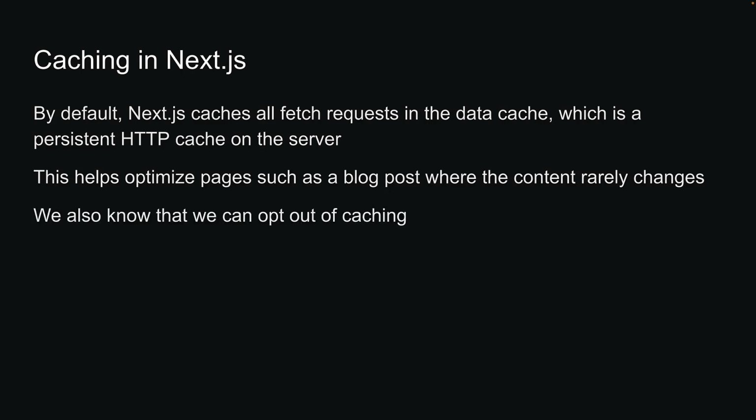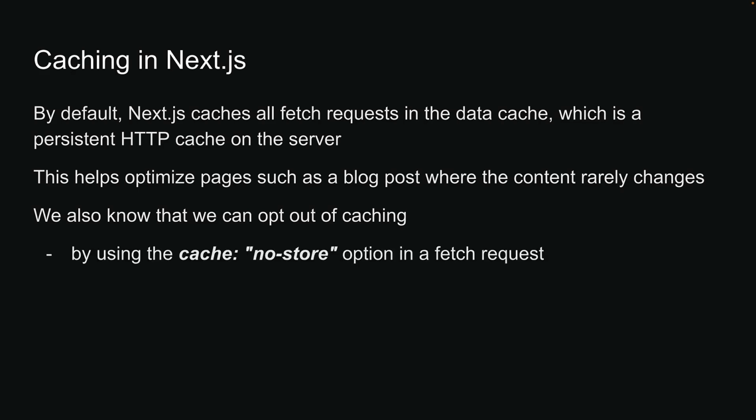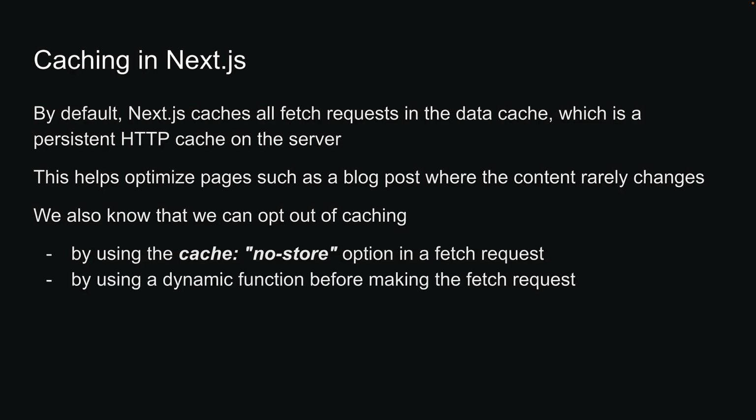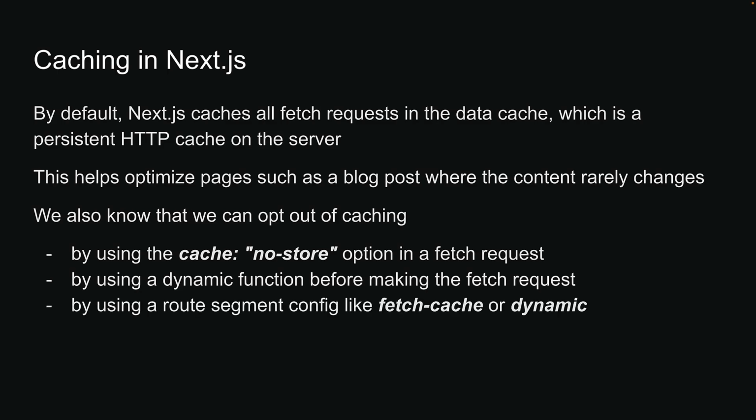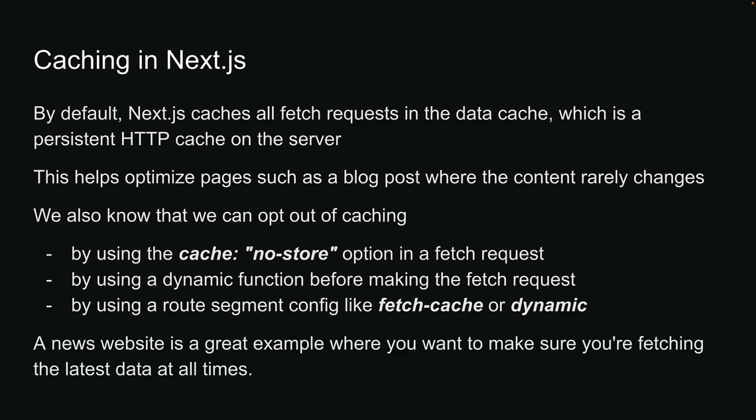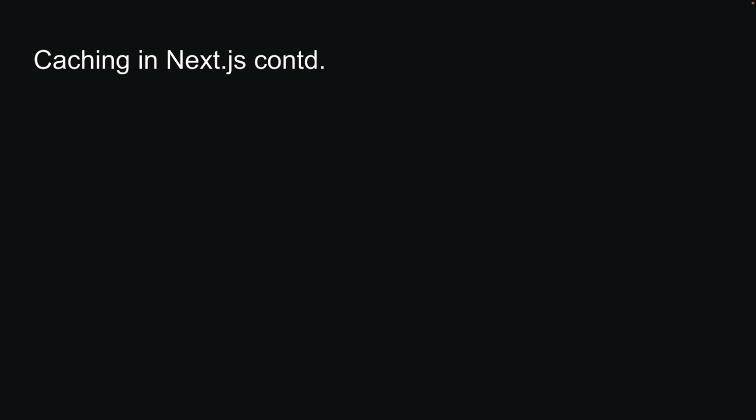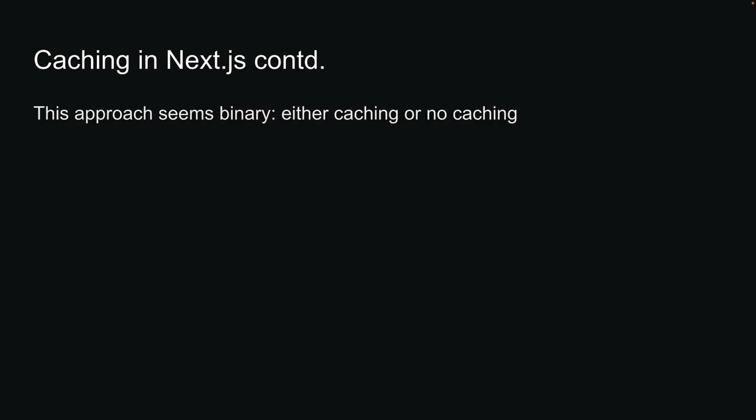We also know that we can opt out of caching by using the cache no store option in a fetch request, by using a dynamic function before making the fetch request, or by using a route segment config like fetch cache or dynamic. A news website is a great example where you want to make sure you're fetching the latest data at all times. However, this approach seems binary, either caching or no caching.